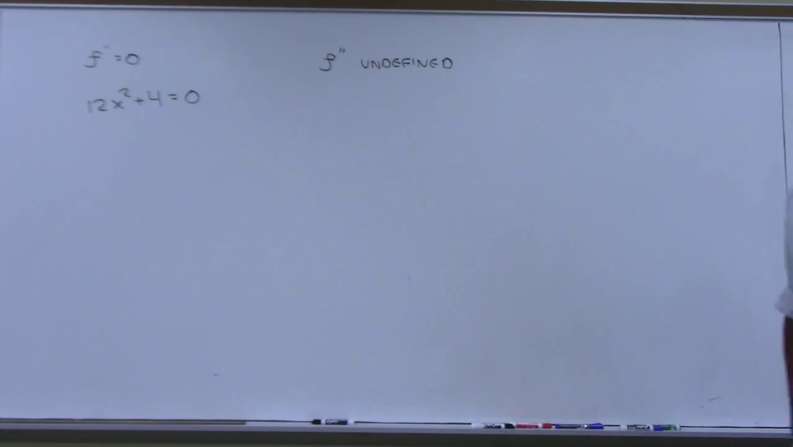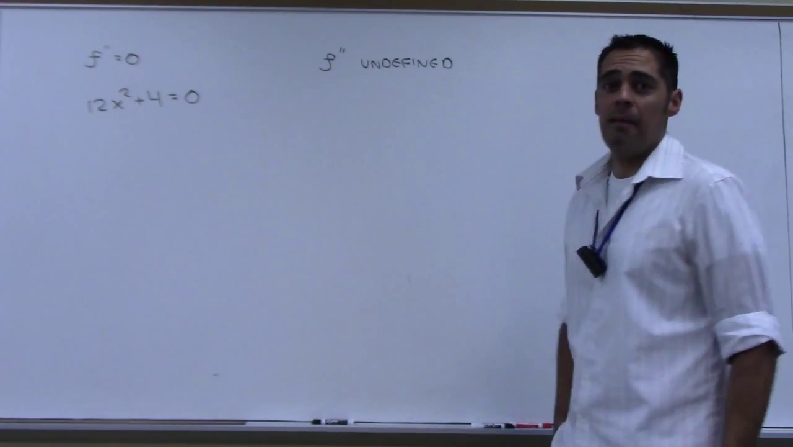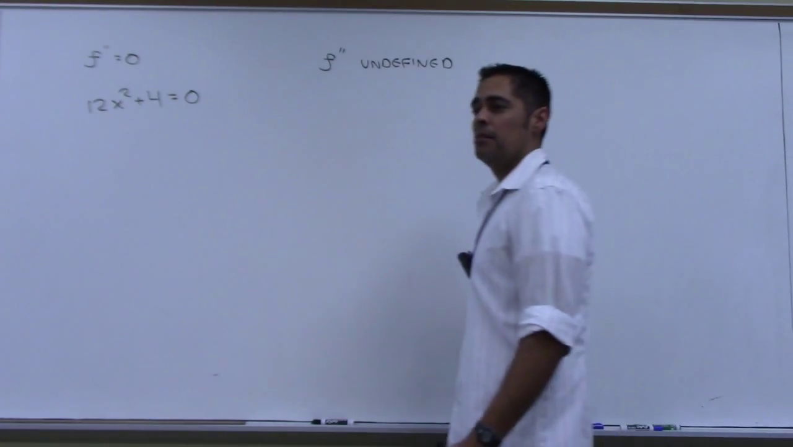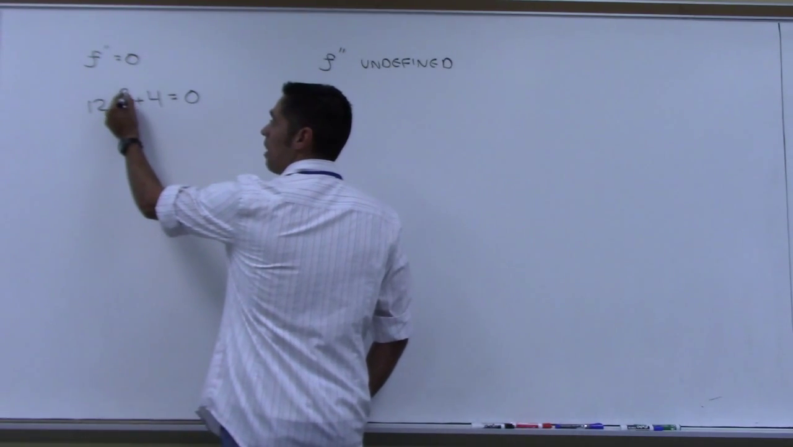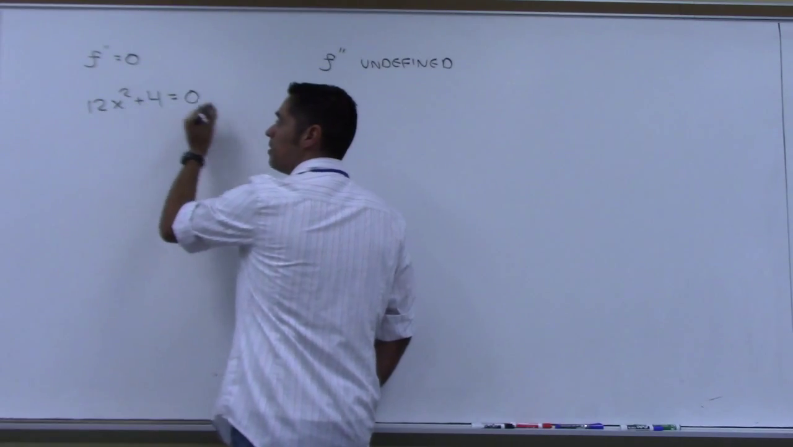Where? That isn't happening, right? You're going to give me a number, I'm going to square it, multiply by 12 and add 4, and then I'm going to somehow make that 0?